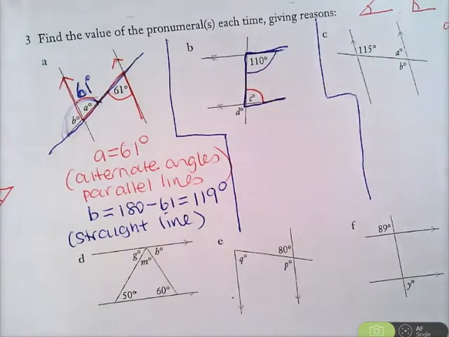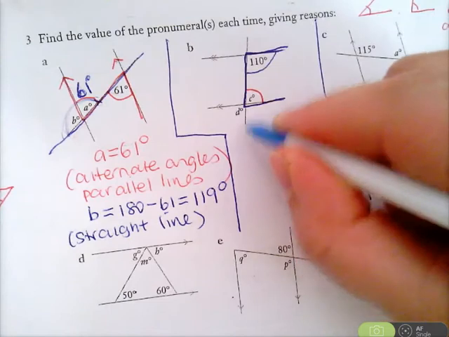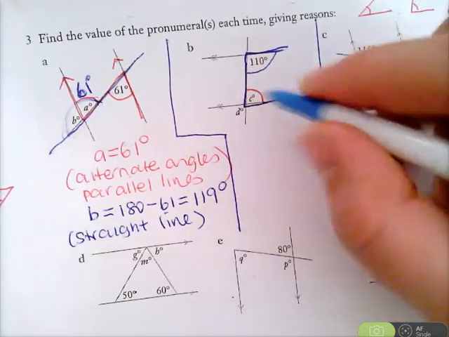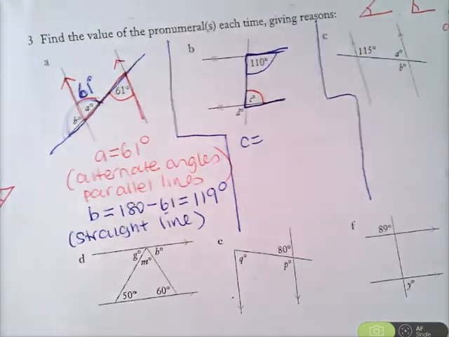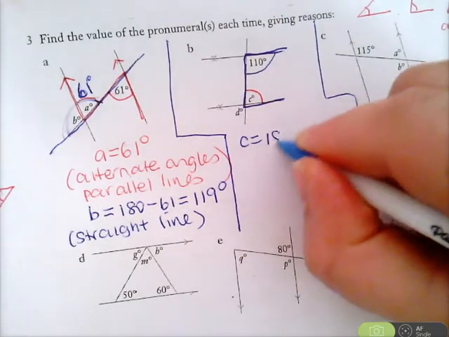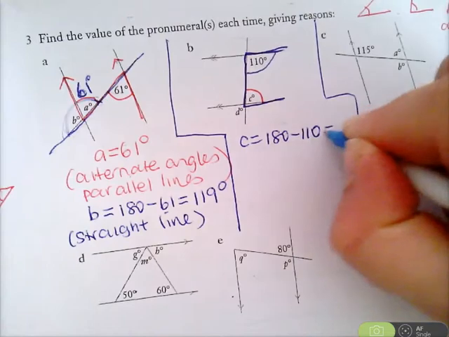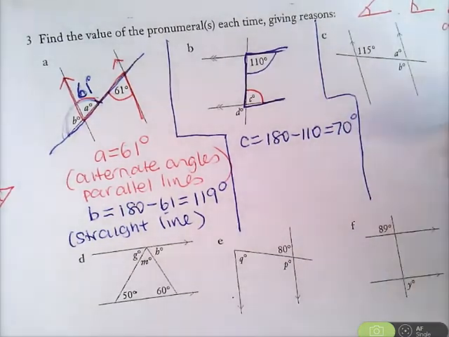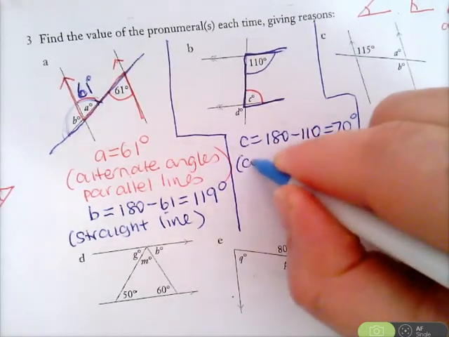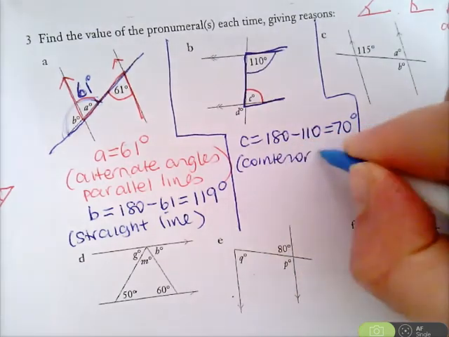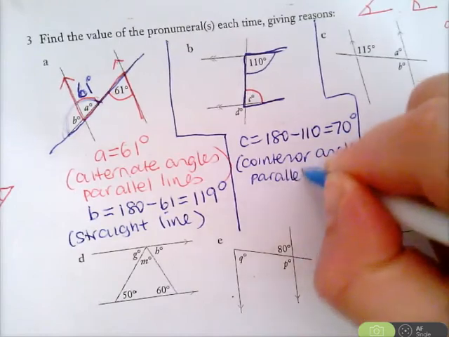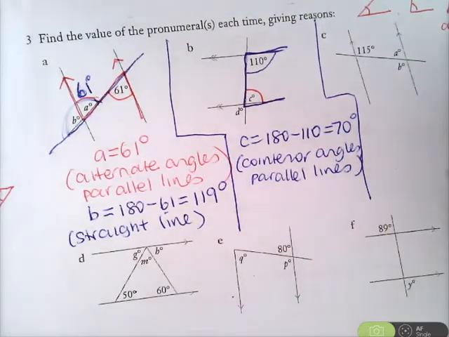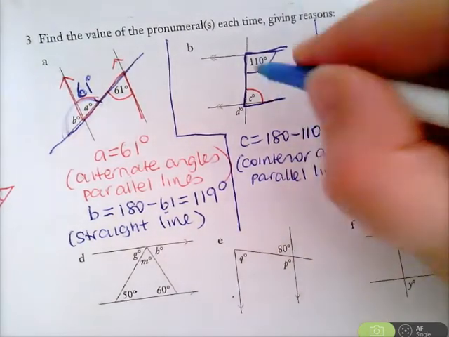Now there's a special rule for co-interior angles. They're not equal. Co-interior angles add up to 180. So the 110 and the C will add up to 180. So C is 180 minus 110, which is 70 degrees. And the reason I was able to work that out is that they are co-interior angles. But you must also say parallel lines. Okay, so we've worked out C.